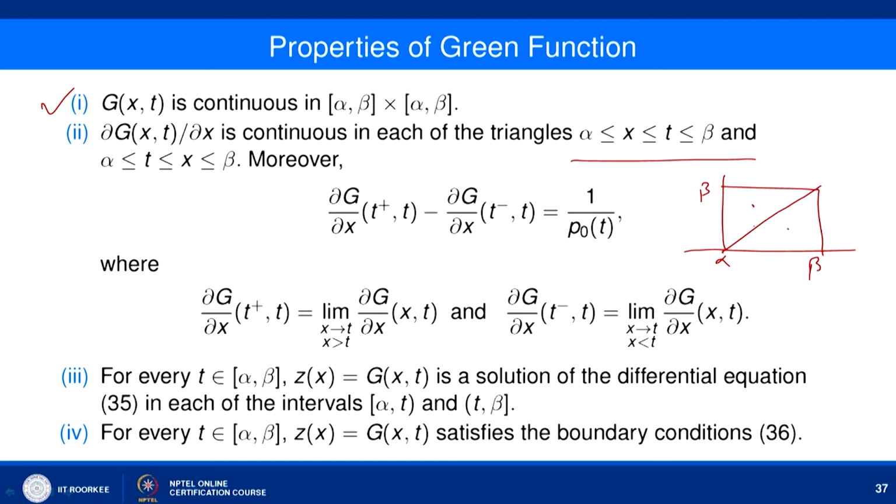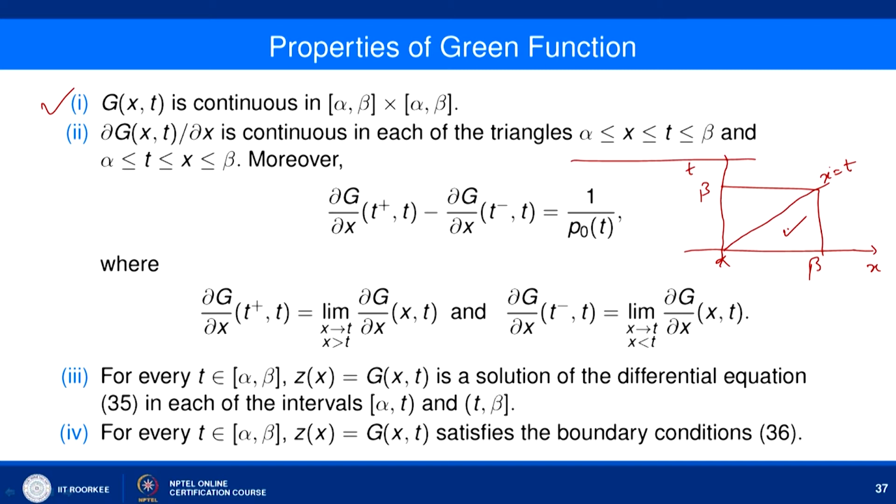In each of the triangles the partial derivative of G with respect to x is continuous, and at the diagonal it has a jump discontinuity, that is the partial derivative of G with respect to x at (t+, t) minus the partial derivative of G with respect to x at (t-, t) is equal to 1 upon P0(t). So, here we discussed the properties of the Green's function.